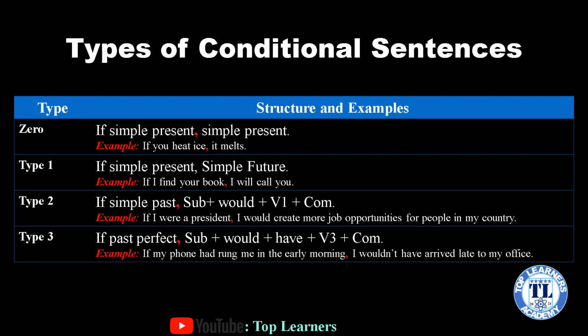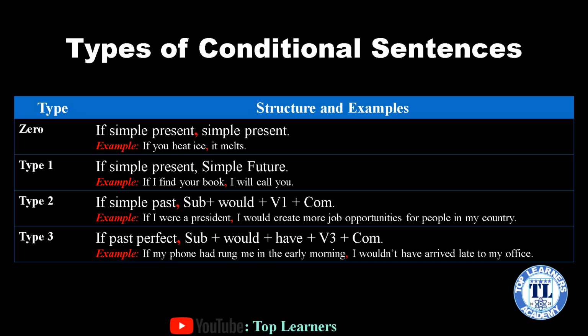Type 0 shows facts, the facts that are always true, and it happens 100%. Type 1 conditional sentence shows something which has high possibility. And type 2 conditional sentences, they talk about unreal situation, present and future, while type 3 conditional sentences talk about unreal situation in the past and no longer bring changes in that.